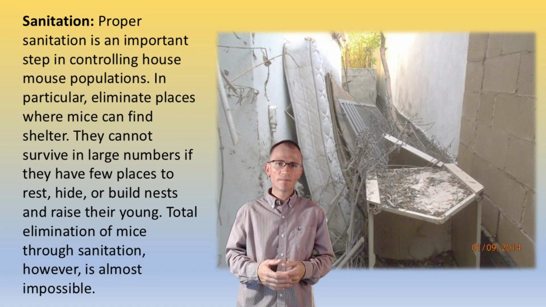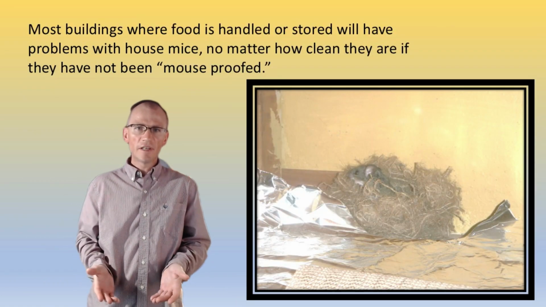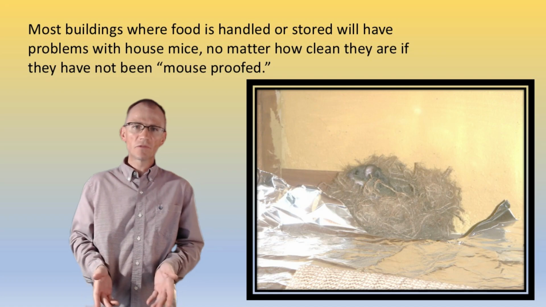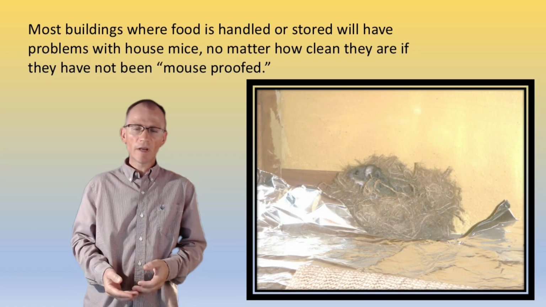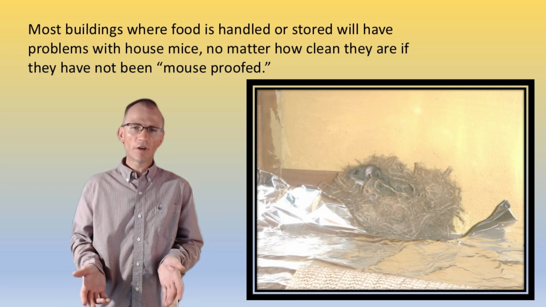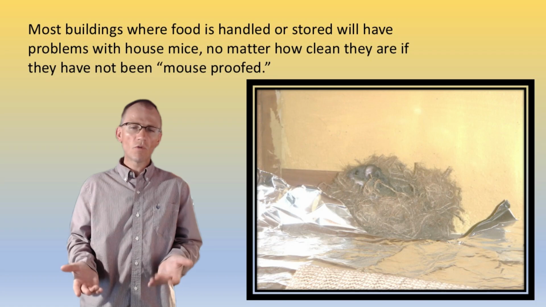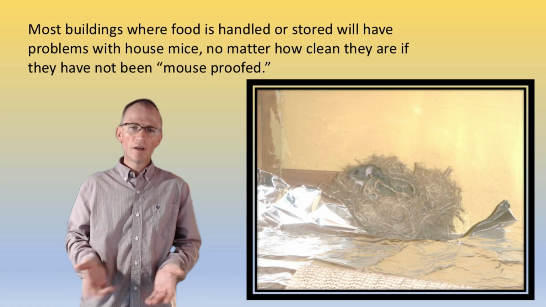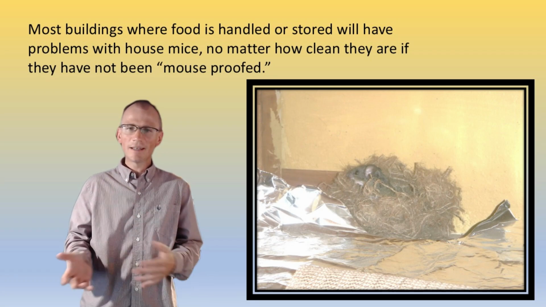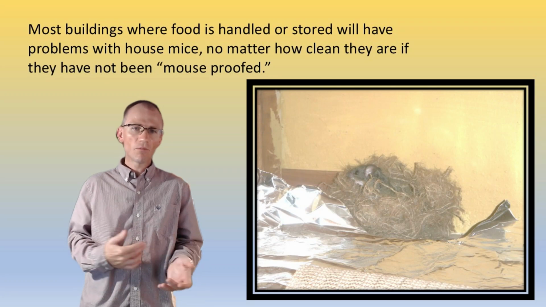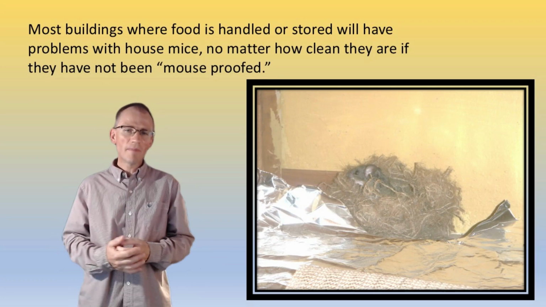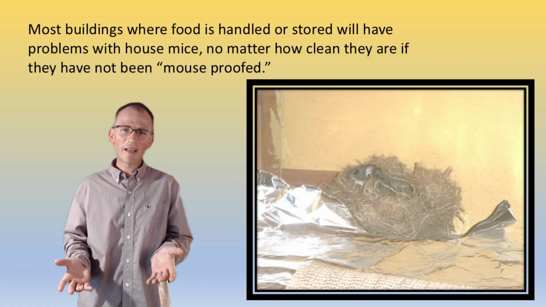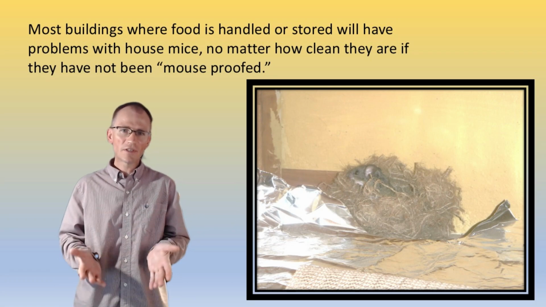Most buildings where food is handled or stored will have problems with house mice, no matter how clean they are, if they have not been mouse-proofed. So we'll talk more about this as we go, but I would hope each and every one of you understands if you don't do exclusion work, if you don't seal mice out, they're going to continue to come back in. It really doesn't matter how much trapping, how many rodenticides you use. You've got to make sure you seal them out. That's basically just mouse control 101, but I'm not sure everybody understands that, but if you don't, understand this is very, very important.